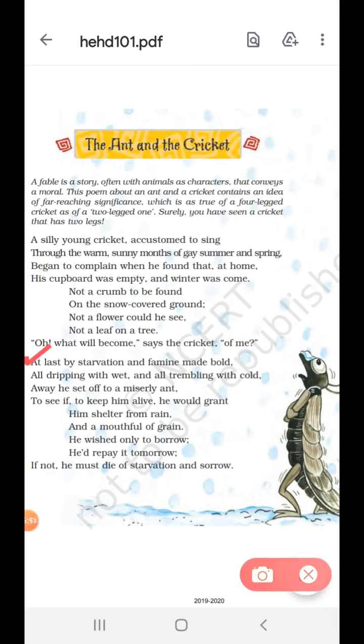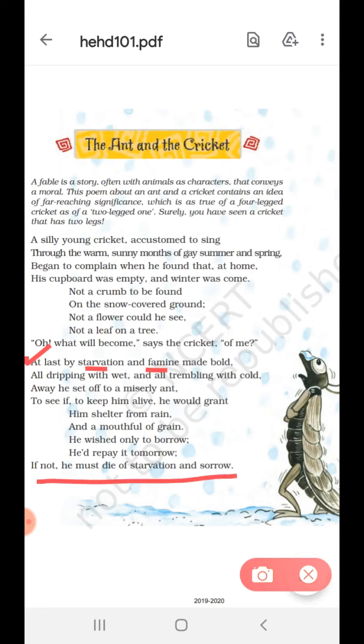At last, by starvation and famine made bold, all dripping with wet and all trembling with cold, away he set off to a miserly ant to see if, to keep him alive, he would grant him shelter for rain and a mouthful of grain. He wished only to borrow, he'd repay it tomorrow. If not, he must die of starvation and sorrow.